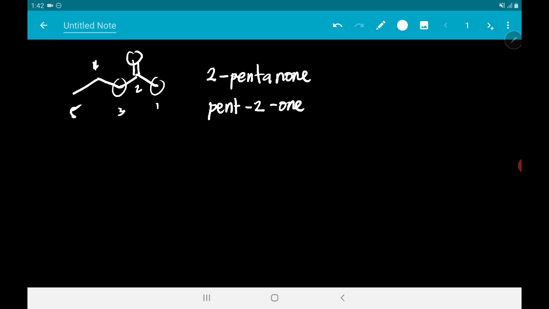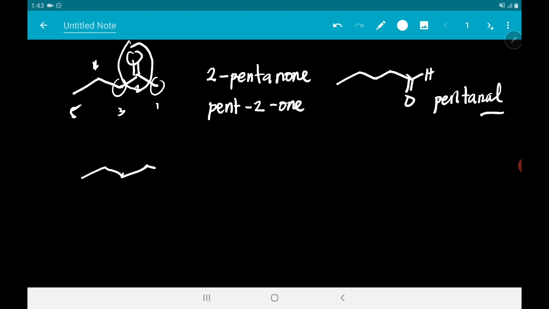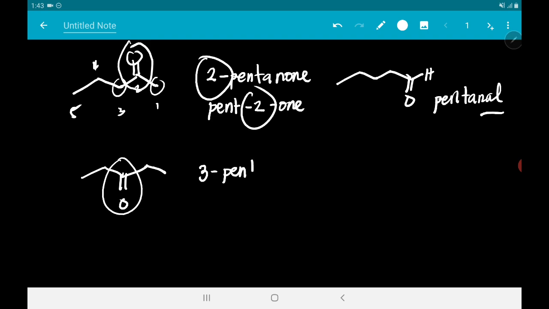Okay, that's a ketone. Kapag naman aldehyde siya, laging nasa dulo. This is a pentanal. Okay, aldehyde. So, yung ketone, again, itong carbonyl na to, pwede siyang mapunta somewhere else. Kaya na-specify natin yung positioning ng double bond. So, dito naman, 3-pentanone.